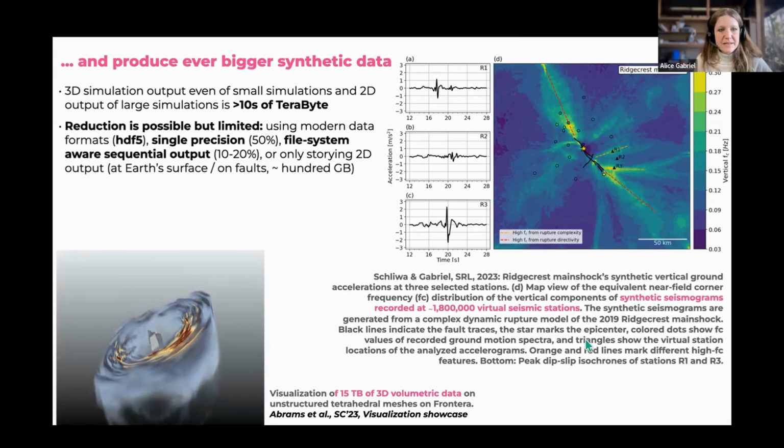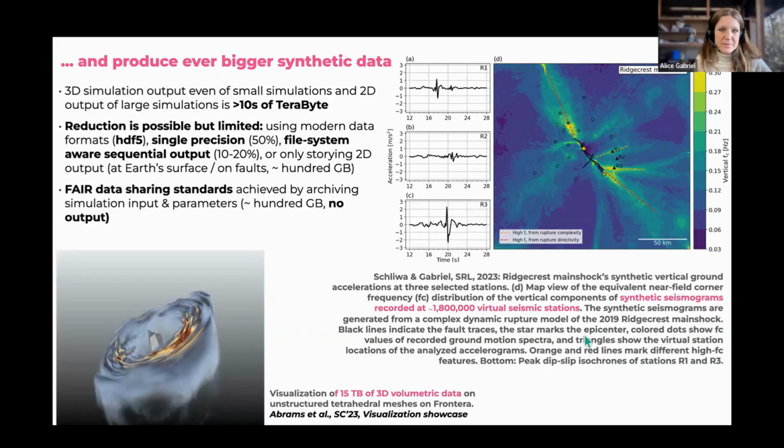Reducing that amount of data is possible using computer science techniques. We are interested in a couple of those, but we can't reduce it by a lot. You can see there's a couple of ideas here, but we will always produce still terabytes of data. And this is challenging, of course, for FAIR data sharing standards, but it's also an opportunity.